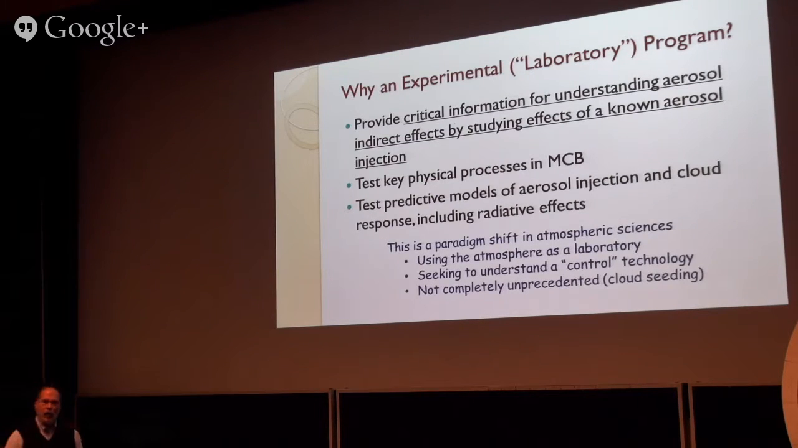Now, I also want to point out that what we're talking about here is somewhat of a paradigm shift in atmospheric sciences. Atmospheric sciences have been more or less aligned with astronomy. We sit back and we watch what comes by. What we're talking about doing is moving atmospheric science into something that looks more like traditional physics and chemistry, where we're doing controlled laboratory experiments, but the laboratory is outdoors. Because we can't replicate the scale of the experiments that we want to do in a building.